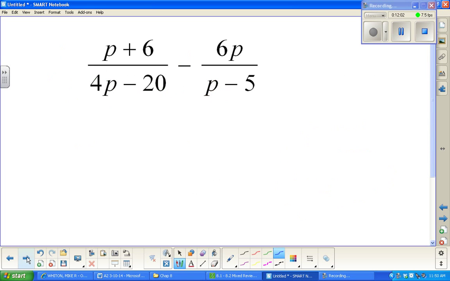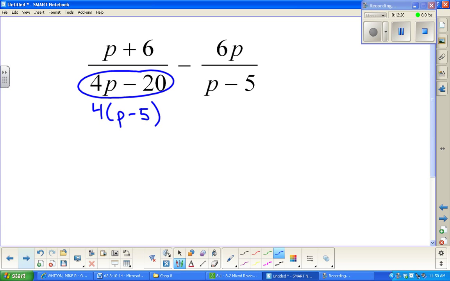Okay, and let's do one more here. P plus 6 over 4p minus 20, and we want to subtract 6p over p minus 5. So again, just like when we did multiplication problems, we want to factor whenever possible. I'm looking at this denominator right here. I'm seeing it's factorable. It's really 4 times p minus 5. A little GCF there.